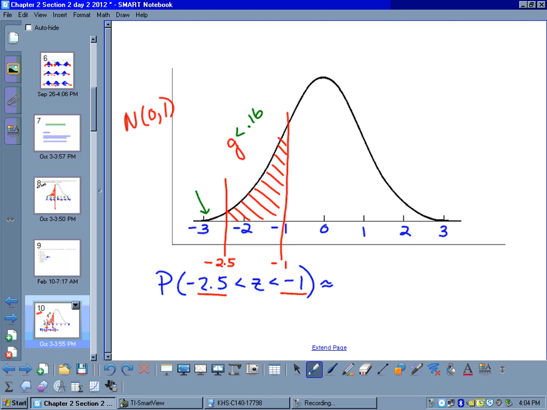So what we are going to do is look up in our big standard normal table how much area is below negative 1 and how much area is below negative 2.5, and then we'll take those two values and subtract them to get the striped area. You need to understand that the table we're going to go to uses z-scores with 2 decimal places. So I am in fact going to look up negative 2.50 and negative 1.